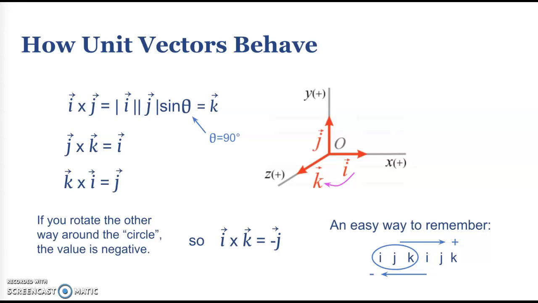If, on the other hand, you wanted k cross j, now you're moving left and it's going to equal negative i. Similarly, if you wanted k cross i, it will equal positive j. But if you do j cross i, because you're moving to the left, it's going to equal negative k. And finally, if you do j cross k, you'll get positive i. But if you do i cross k, you'll get negative j.